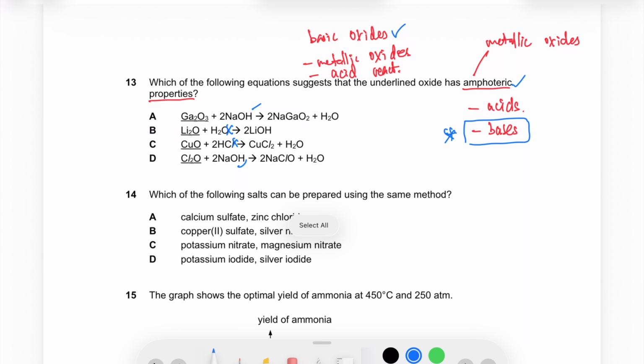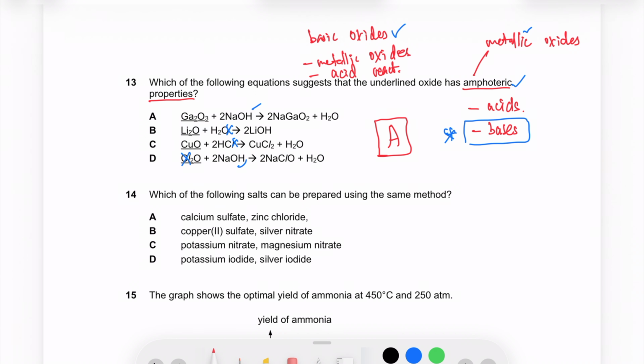Let's look at the options. It must be a metallic oxide. Cl is not a metal, so it's out. So the answer will be A, by elimination. So look at all the clues.